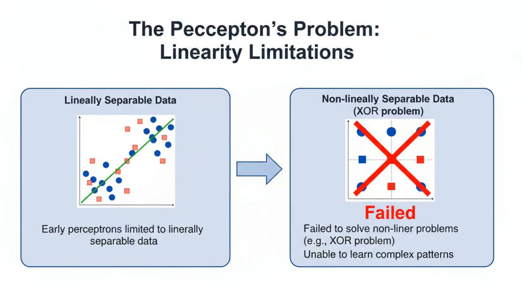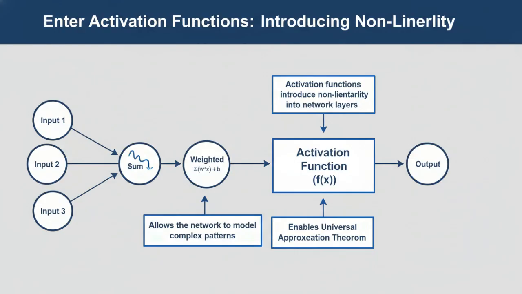This fundamental limitation meant that these early networks couldn't learn complex, non-linear relationships inherent in much of the data they were designed to process. They essentially hit a wall when faced with anything beyond the most basic patterns. This is where activation functions become indispensable.